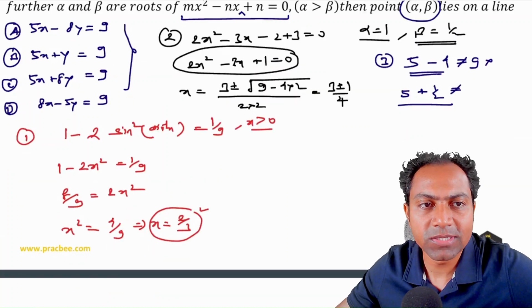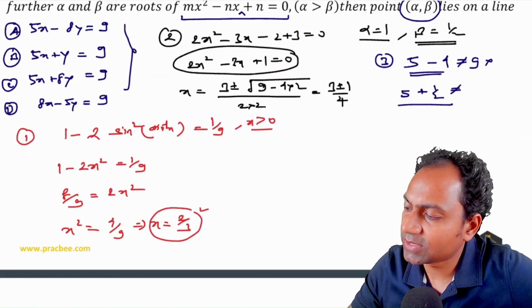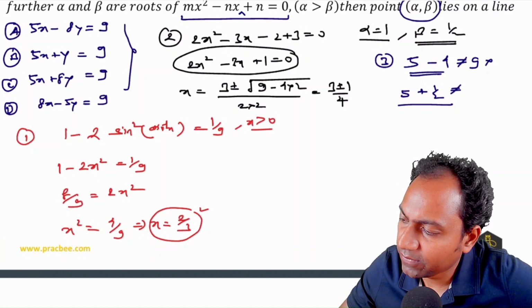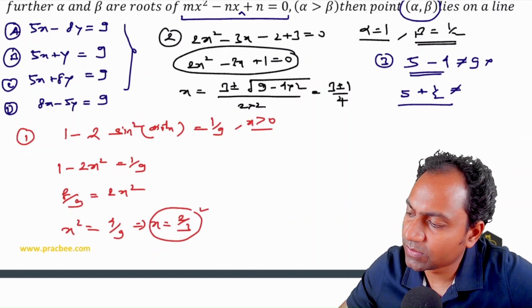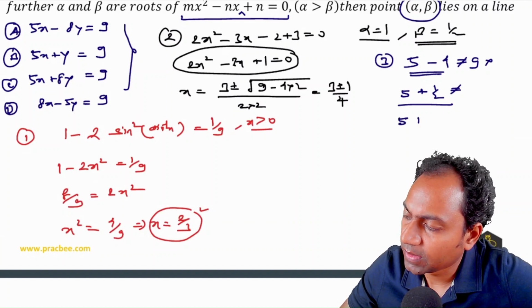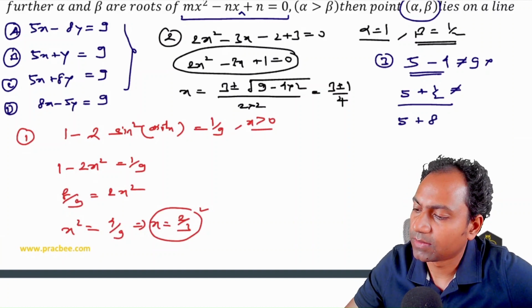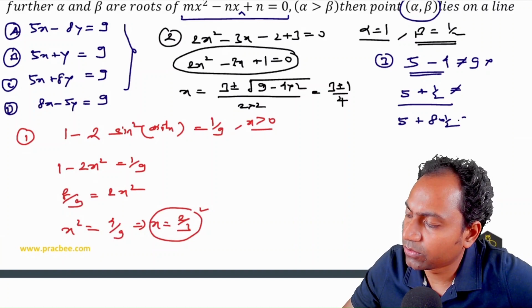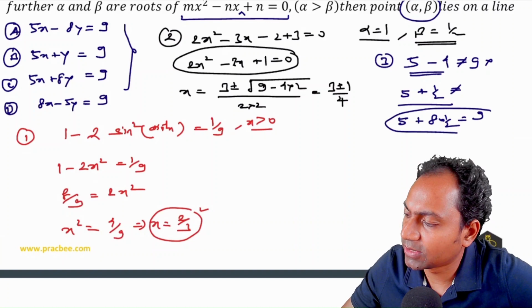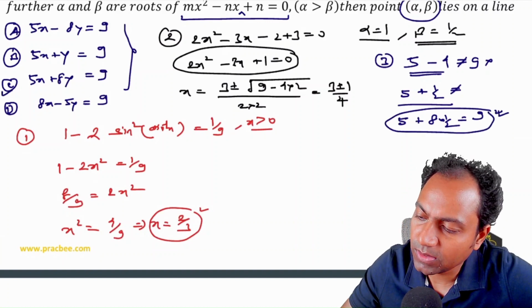If I look into the C option, it is nothing but 5x plus 8y. So this will become nothing but 5 plus 8 into 1 by 2. So this is equal to 9, and this option is getting satisfied. So C becomes our answer.